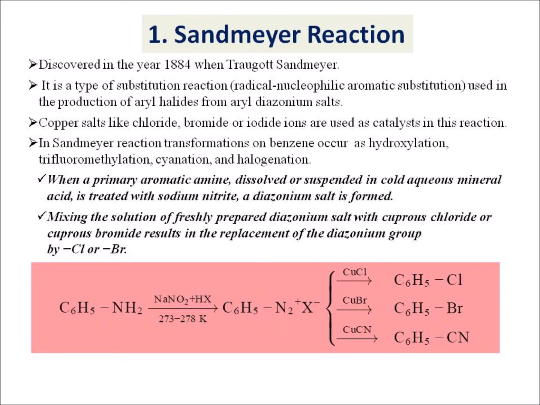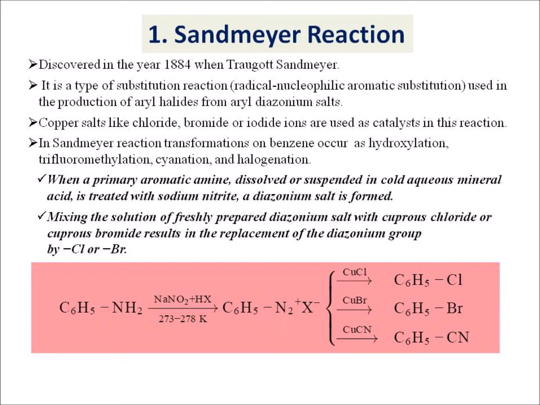Sandmeyer's reaction was discovered in the year 1884 by Traugott Sandmeyer. It is a type of substitution reaction, that is radical nucleophilic aromatic substitution, used in the production of aryl halides from aryl diazonium salt. Copper salts like chloride, bromide or iodide ions are used as catalysts in this reaction. In Sandmeyer's reaction, transformations on benzene occur as hydroxylation, trifluoromethylation, cyanation and halogenation.